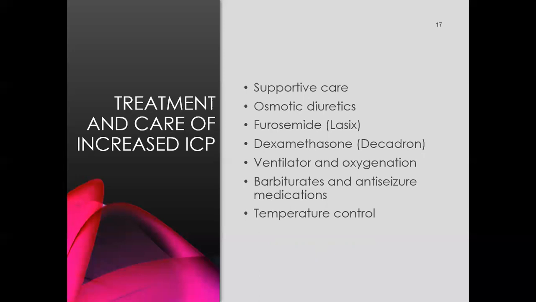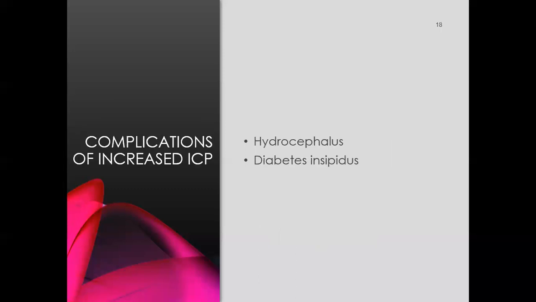What are we going to do for people with increased ICP? Well, we're going to provide them supportive care. We're going to put them on diuretics to decrease the volume. We're going to put them on Lasix, which is a diuretic. We're going to put them on dexamethasone or Decadron. We may put them on a ventilator and provide oxygenation. They may also get barbiturates and anti-seizure medications, and we may have to worry about their temperature control and provide interventions as necessary. Complications of increased ICP include hydrocephalus or diabetes insipidus.